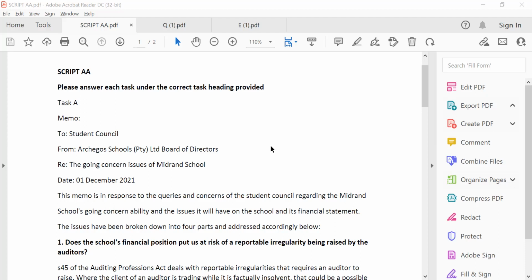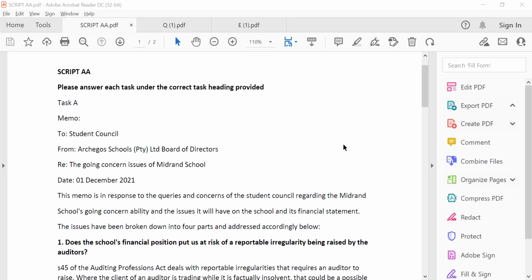Then if we look at task A, at a high level, just to recap what the task was about, this is where you got 3 questions from Ryan in a draft memo that he was compiling for the school's council. In that memo, there were 3 questions that he asked you to respond to. Number 1, does the school's financial position put the Midrand school at risk of an RI being raised by its auditors?